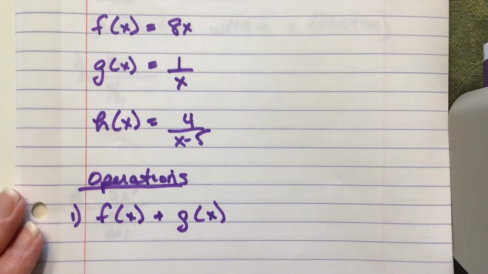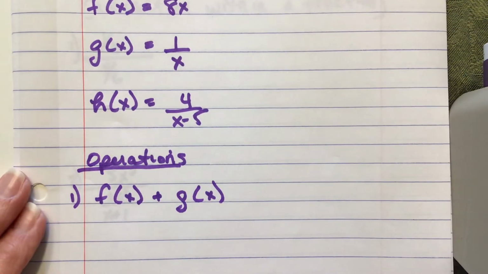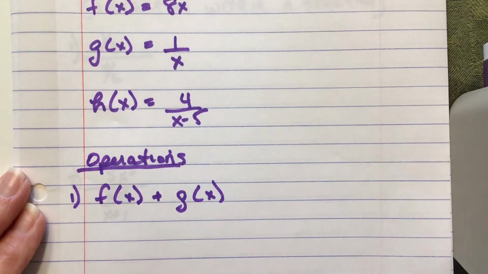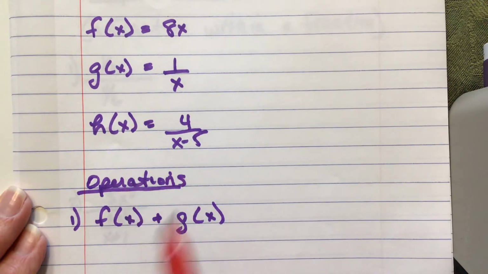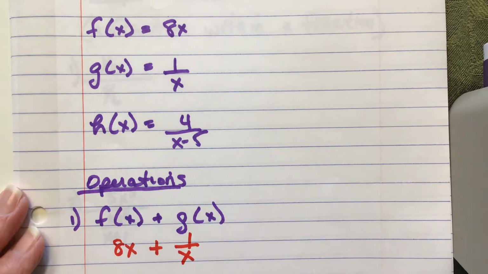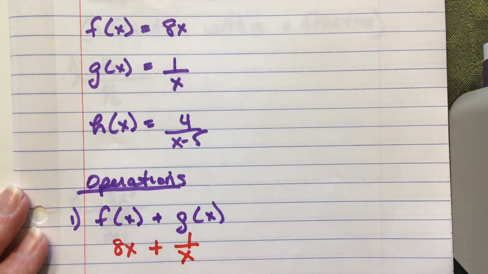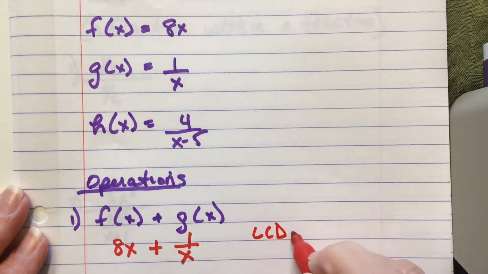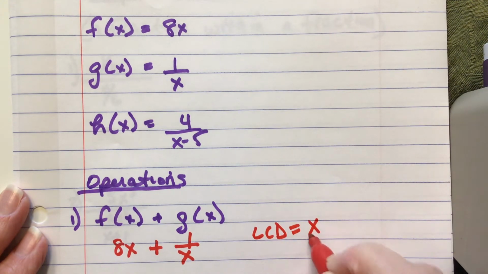So let's put some things together here. Let's look at the operation of adding f of x and g of x. So f of x is 8x, and g of x is 1 over x. So I'm going to put those two together. And when I add those together, I see that I need a common denominator. My least common denominator would be x.